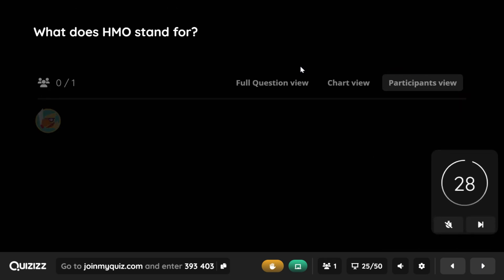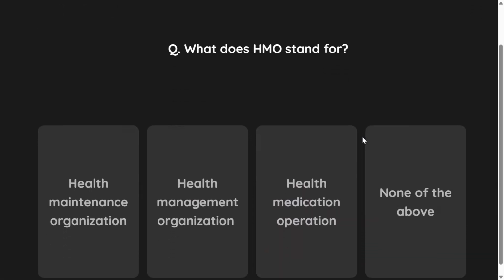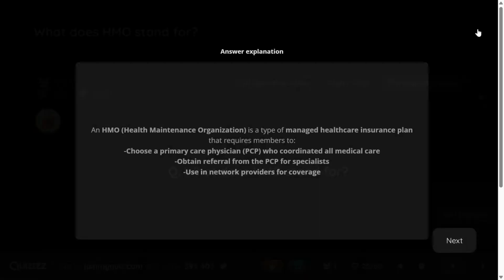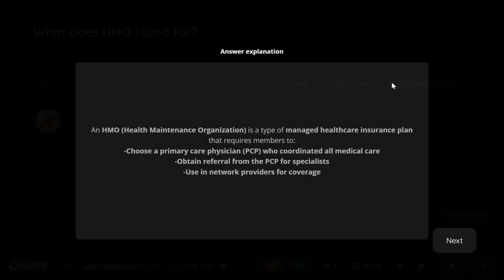What does HMO stand for? Is it Health Maintenance Organization, Health Management Organization, Health Medication Operation, or none of the above? HMO stands for Health Maintenance Organization. And these are another one of those things that you guys need to remember for your certification exam, okay?